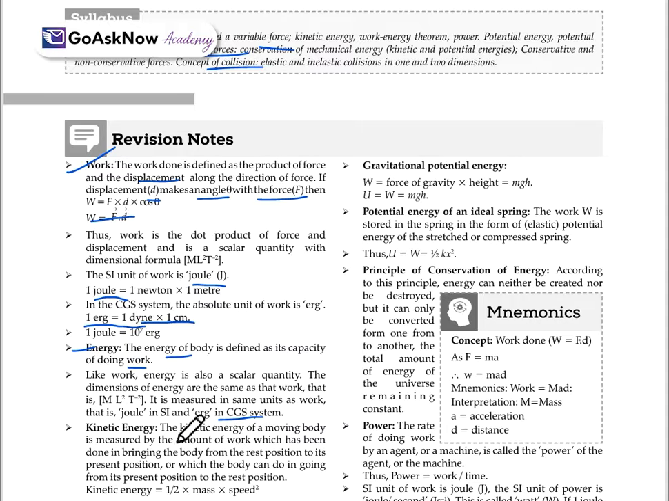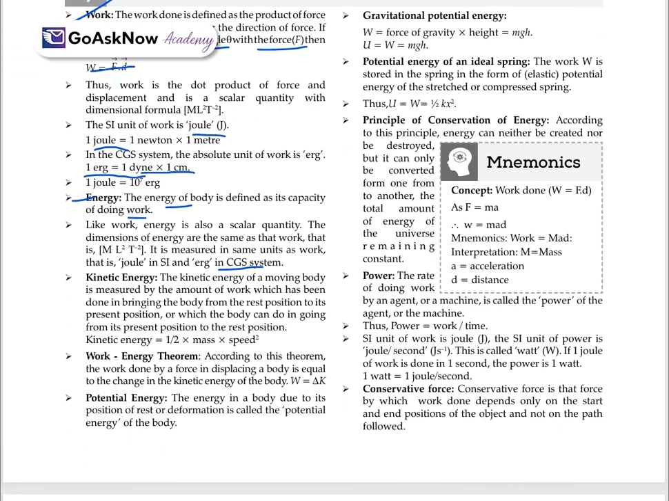Now moving to the next, kinetic energy. Kinetic energy of a moving body is measured by the amount of work done in bringing the body from the rest position to its present position. If any body is at rest and we provide a force to bring the body from rest to its present state, then it gains kinetic energy. Kinetic energy is equal to half into mass into speed squared.